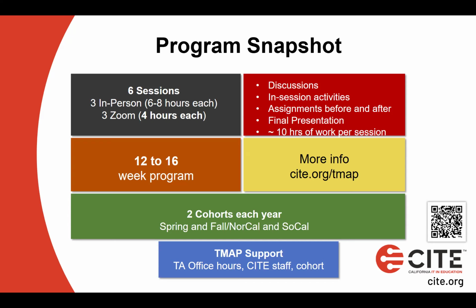3 of those classes are in-person sessions that range between 6 to 8 hours each. All of these in-person sessions for cohort 8 in the fall will be in Sacramento on site. And we have 3 online virtual sessions based on Zoom, and those are 4 hours each. We alternate on a bi-weekly schedule. We kick off fall programming on September 5th. 2 weeks later, we have another module.